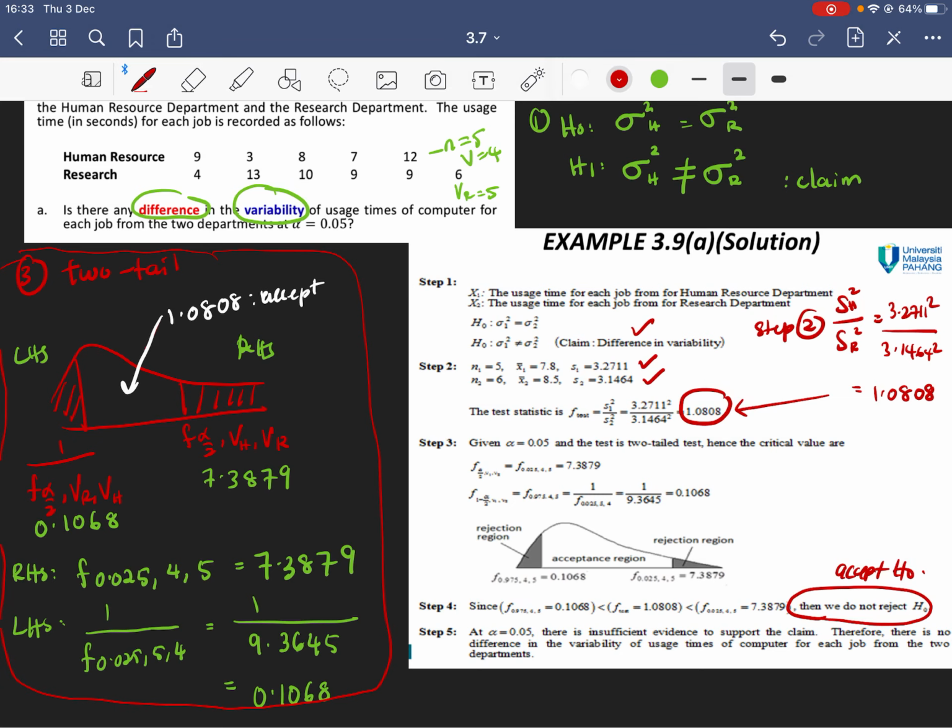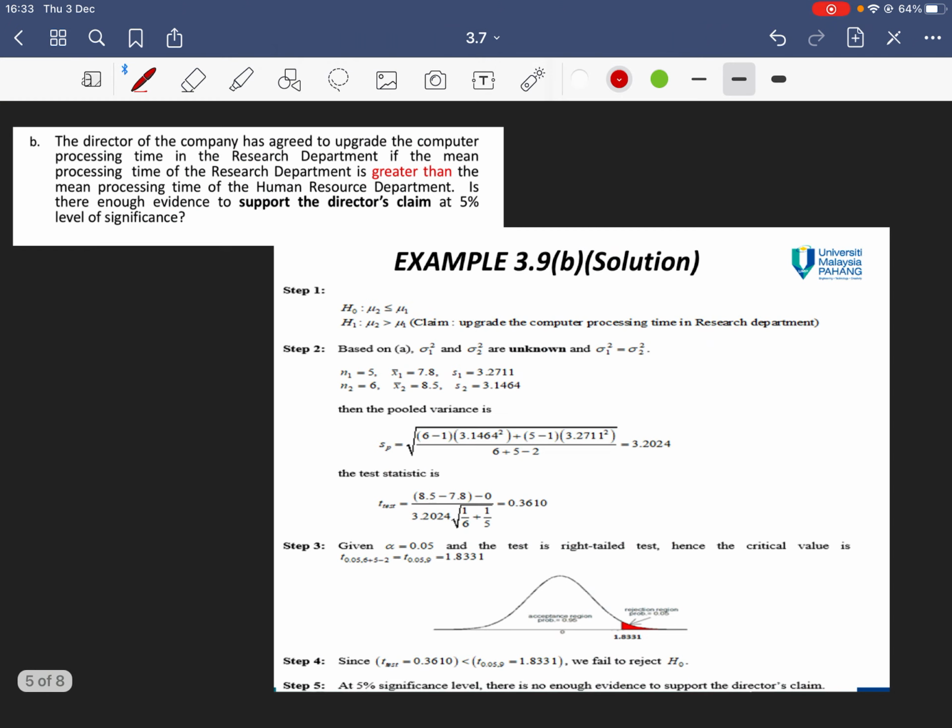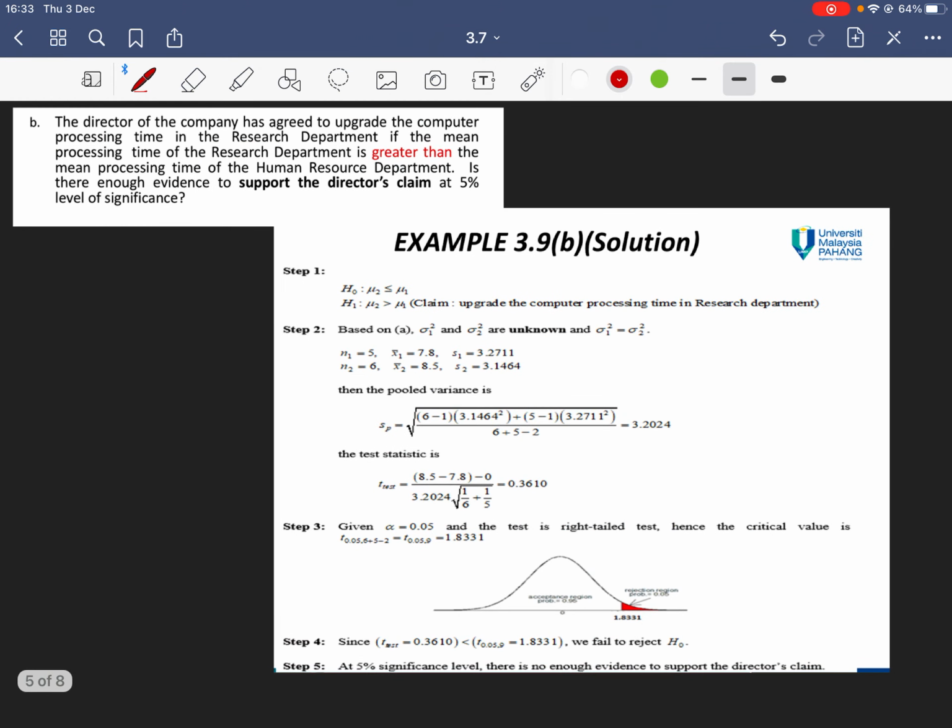Do more exercise. Okay, 3.9b. The director of the company has agreed to upgrade the computer processing time in the research department if the mean, okay, now we talk about mean processing time is greater than the mean processing time in the human resource. Okay, it will upgrade if mean mu research department is greater than mu human resource. Okay, this is the claim. Is there enough evidence to support the director's claim at 5% level of significance?